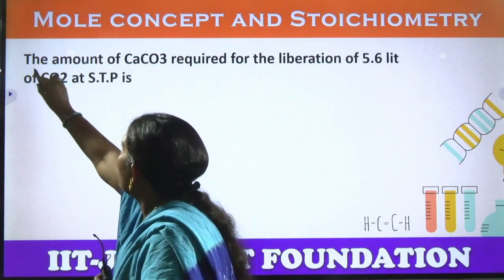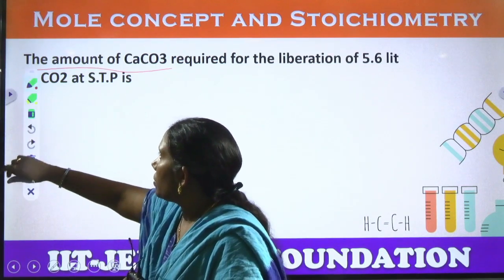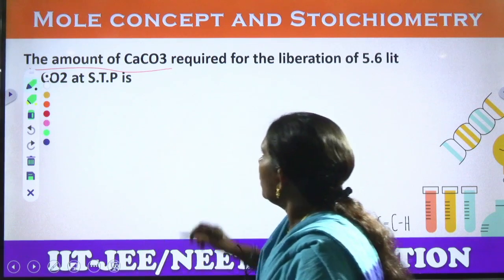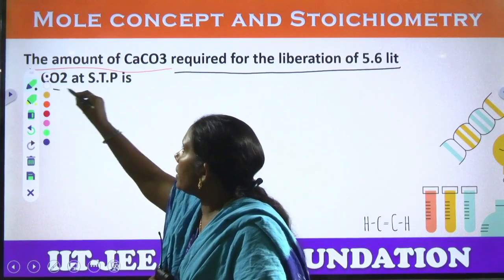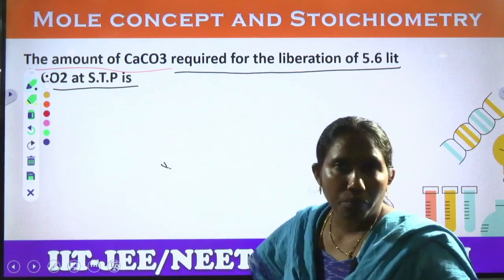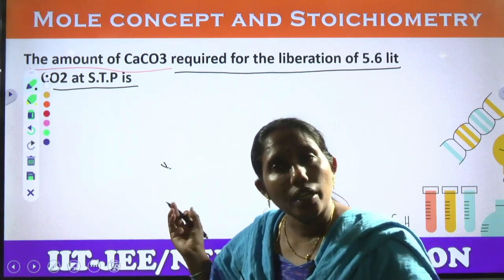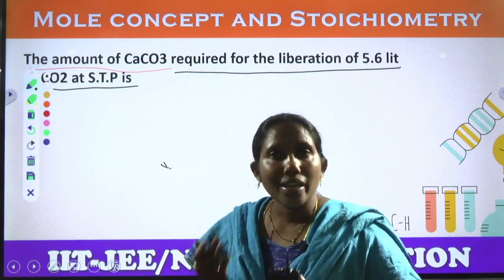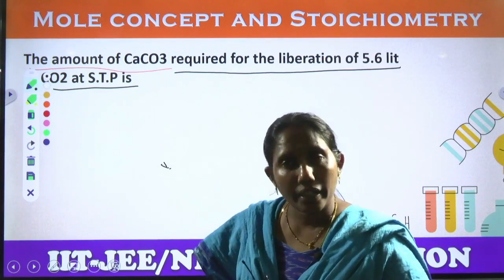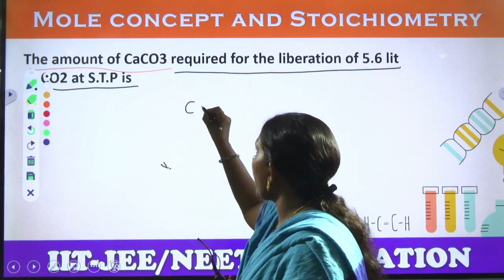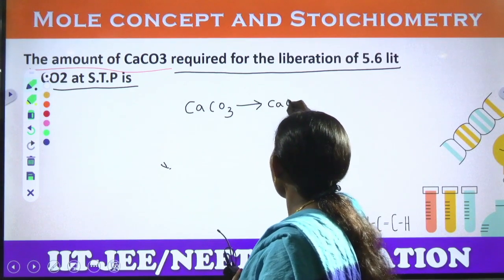Here one problem is given: the amount of calcium carbonate required for the liberation of 5.6 liters of CO2 at STP. First of all, they did not give any chemical reaction between the calcium carbonate and the carbon dioxide, so we have to write that reaction. We know that calcium carbonate on decomposition gives carbon dioxide and calcium oxide. Let's write the relation: CaCO3 gives rise to CaO plus CO2.